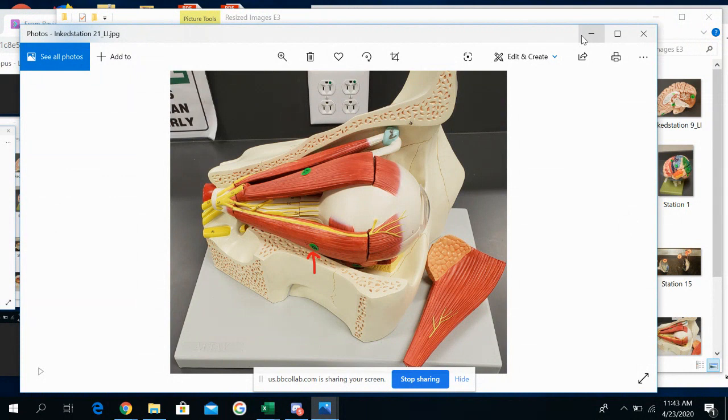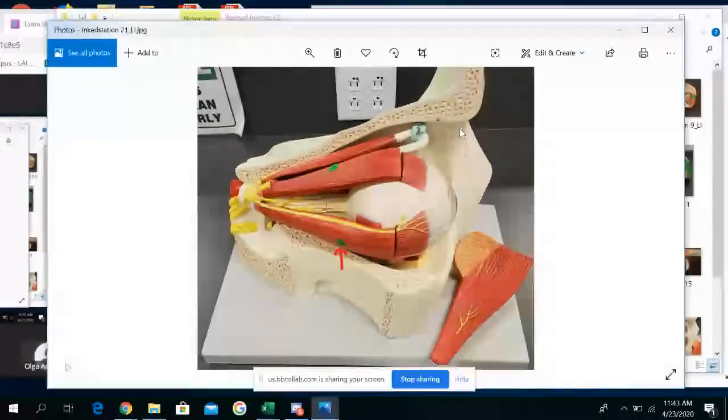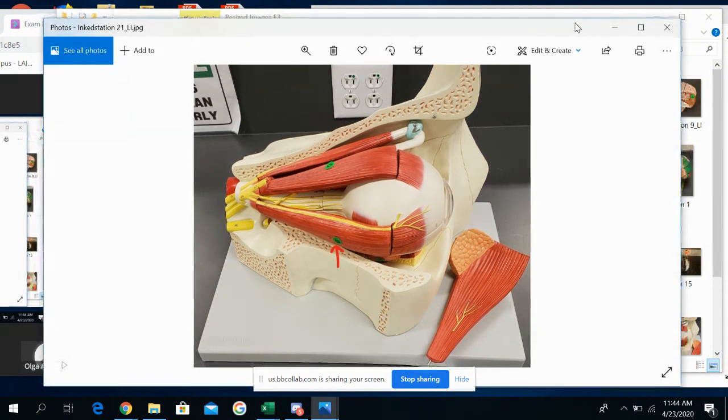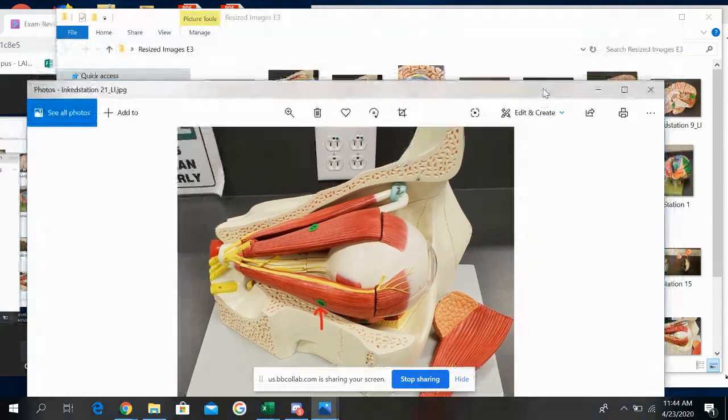What I mentioned to your classmates before, for those of you that are just tuning in, is that on your exam, the pictures will not look like this. The pictures will be much more defined. They are computer generated, which means they're much more detailed and more straightforward, so there will be no confusion as to what is being asked in the pictures. So that's really awesome for you guys.